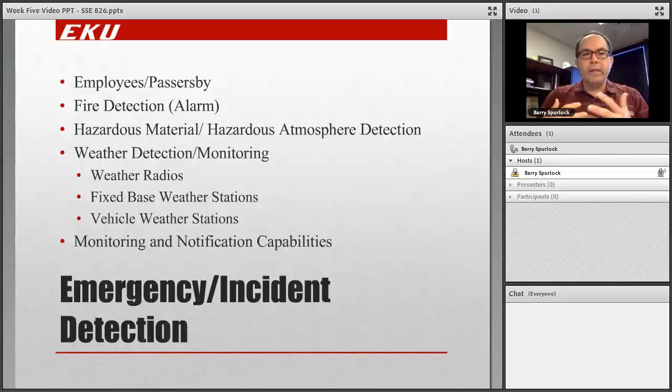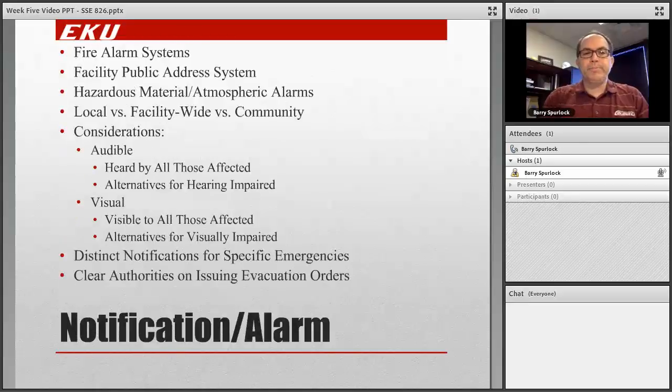And then finally, no matter what it is, whether it's a fire alarm, a hazardous material detection system, weather monitoring devices, you have to think about who's going to be monitoring that and what notification capabilities those things have. If you have a weather radio, make sure somebody's listening to it. If a fire alarm drops and you need to evacuate the whole facility, is there somebody monitoring an annunciator panel that tells us where a fire alarm is, so that somebody can get on a radio or send a message somehow within the facility to evacuate the whole facility? So you've got to think about that whole picture as we talk about detection.